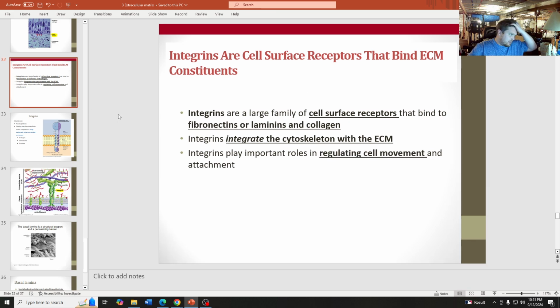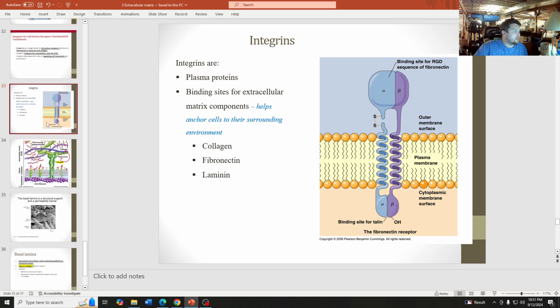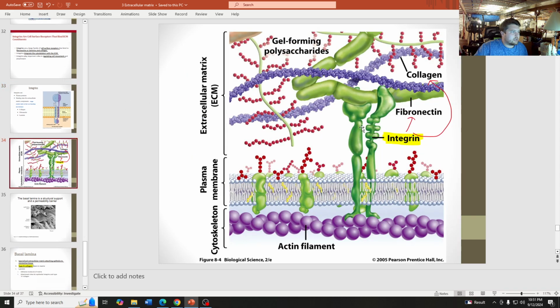So not a lot you can do as far as understanding integrins, just straight up know those little components. They're plasma proteins, binding site for extracellular matrix components. And this is what they look like. So they go in through the cytosolic membrane, outer membrane, to be able to grab onto stuff and hold and anchor. There is our integrin protein.